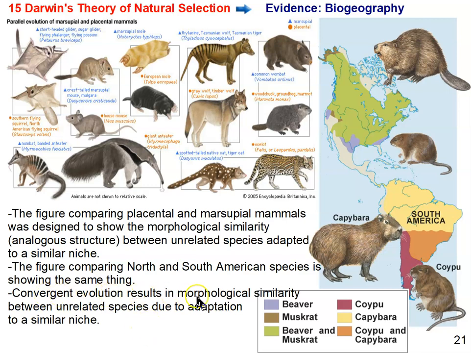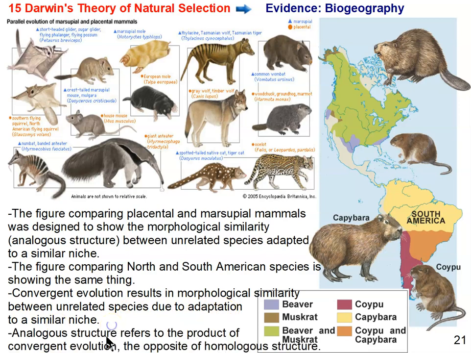So convergent evolution results in morphological similarity between unrelated species due to adaptation to a similar niche. And analogous structure refers to the product of convergent evolution. In other words, it's the opposite of homologous structure. Homologous structure results from common ancestry. Analogous structure results from convergent evolution. That's what you need to know and keep straight.